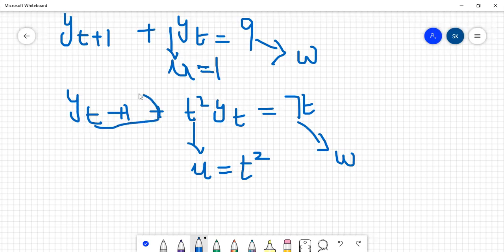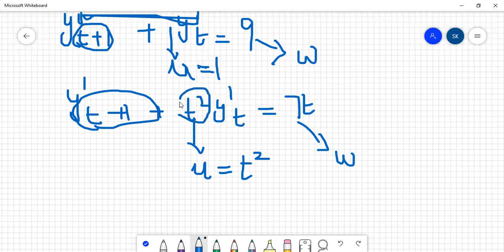Why? Because the highest lag in both the functions is equal to 1, and the dependent variable has the power equal to 1. The power of these functions is also not greater than 1. The power of this mu and w can be greater than 1, and therefore it cannot affect our values or function. So now let's move forward.